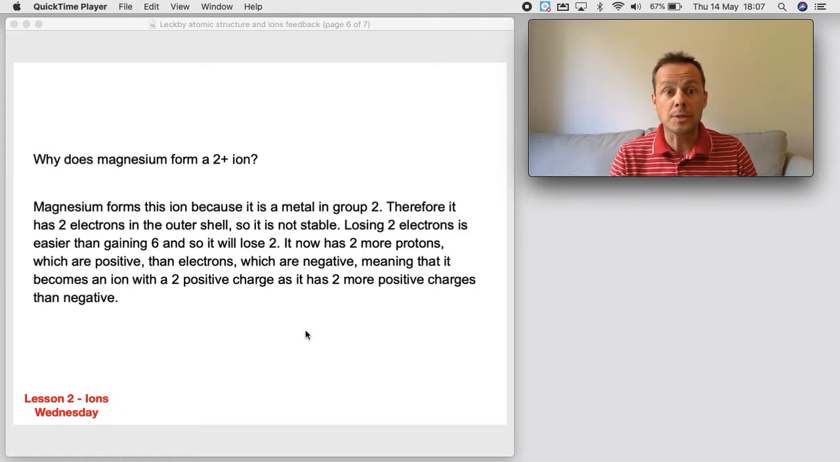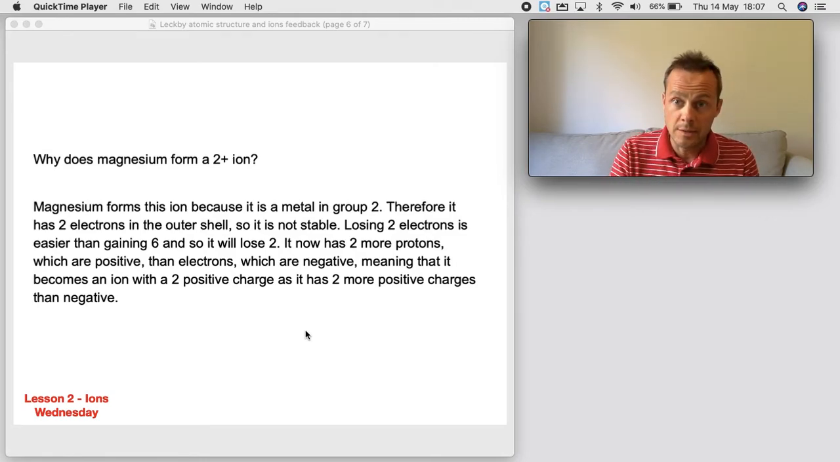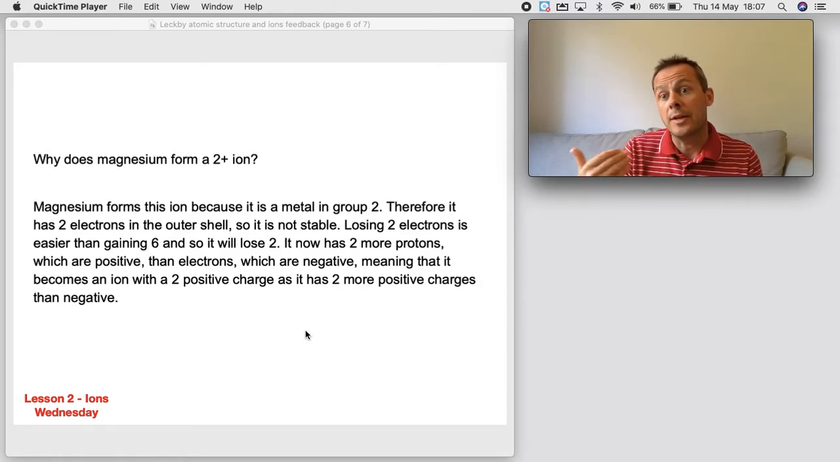That now results in it having 2 more protons than electrons because it's lost electrons, and it did originally have the same number of protons and electrons. So now we're left with a magnesium ion. Because it's lost 2 negative charges, it's got an overall charge of +2. And the same is the case for the next question, which is the oxygen question.